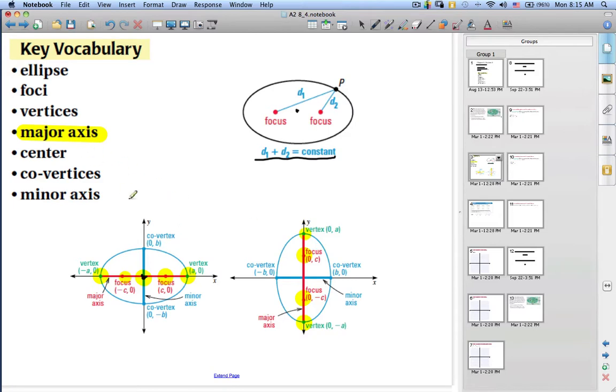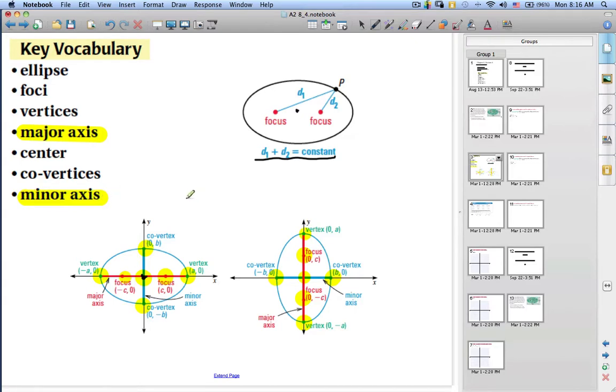Now we also have covertices. They're the furthest distances from the center going through the ellipse the short way. And again, we have a center. Now, you'll notice that the covertices and the center are also on a line, and that line travels through my ellipse the short way, and it is called the minor axis.